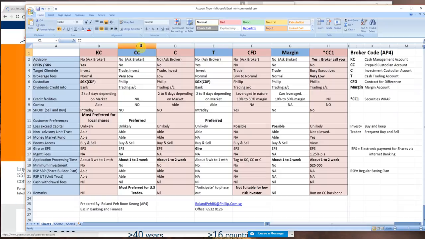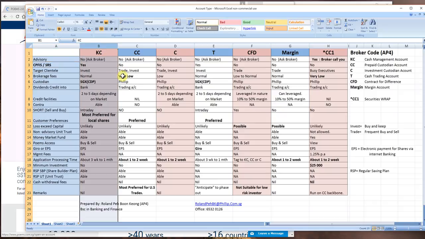Apart from that, let's say you have some shares in CDP, or you intend to use CPF or SRS to buy shares, then you will need a KC account, because this is linked to CDP. And I need to emphasize that the cash prepaid account is not linked to CDP, it's only linked to the stock market.